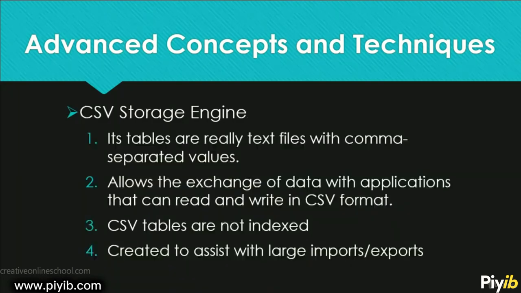First, the CSV storage engine. CSV storage engine, as its name implies, has tables that are really text files with comma-separated values, just like the ones we were importing and exporting earlier. This allows the exchange of data with applications that can read and write to CSV format, but CSV tables are not indexed, and that can make them extremely slow when running queries. They're mostly created just to assist with large imports and exports.